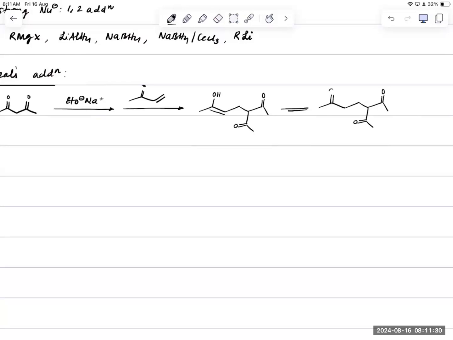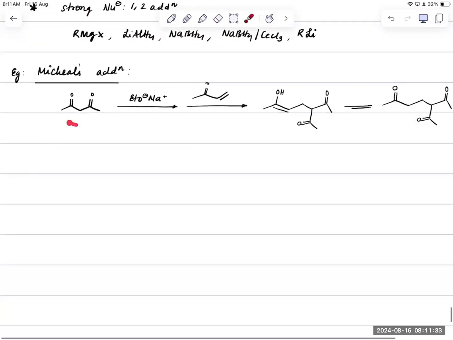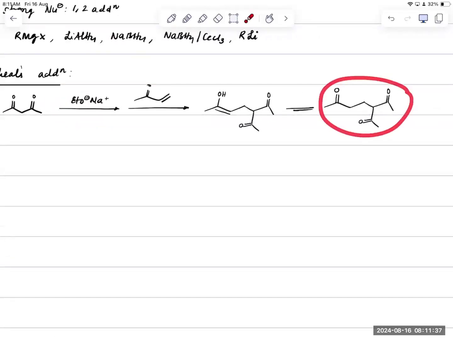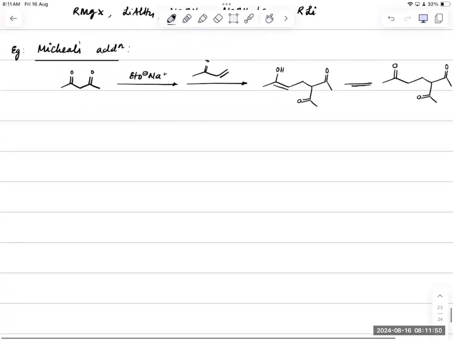Correct? Now it depends upon whether we have given the second mole or not. If we have given only 1 mole, you will end the reaction here itself. If the second mole is given, that means you will react this one also. This double bond also will be reduced. Okay. But this is where you would end. Correct. This is the first example.